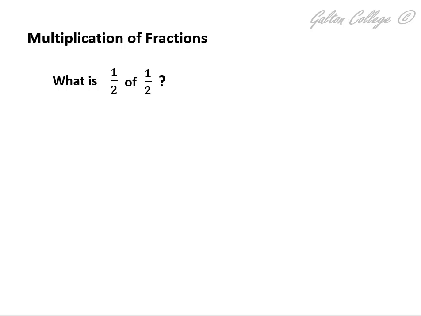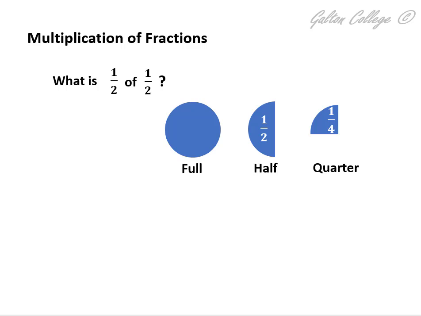You can also ask, what is a half of a half? That's a full circle. That's half a circle. That's half of half a circle. So half of a half seems to be a quarter. We start with a full circle, we take a half of it, then we take a half of that again. So half of a half is a quarter. A half of a half is equal to 1/4.